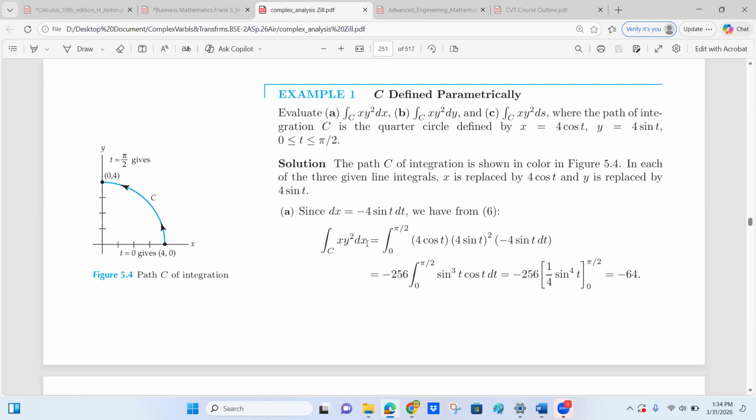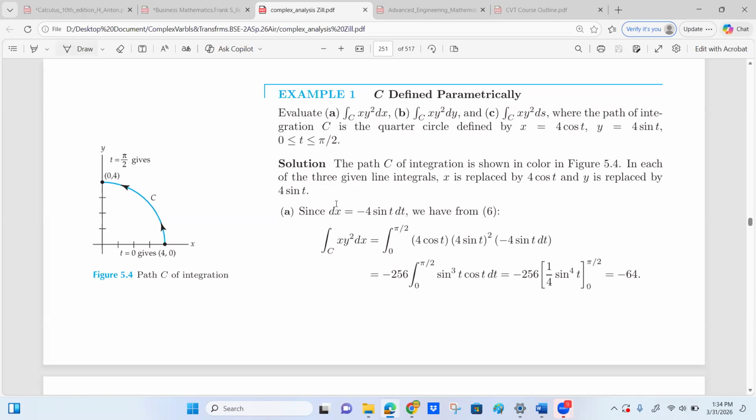For example, we have part a, x y square dy dx. Okay, what is the value? The parametric equations are given: x is equal to 4 cos t and y is equal to 4 sin t. So basically we put here the value of x, 4 cos t, and the y square value, and where is the dx? Basically x is equal to 4 cos t.